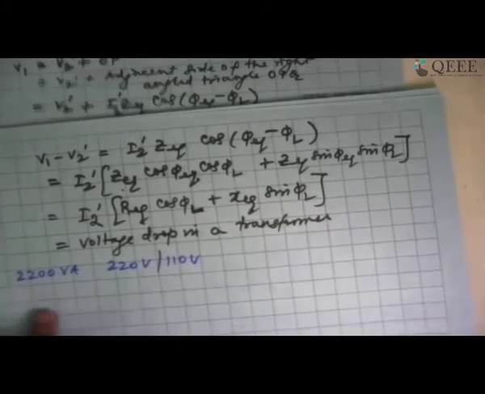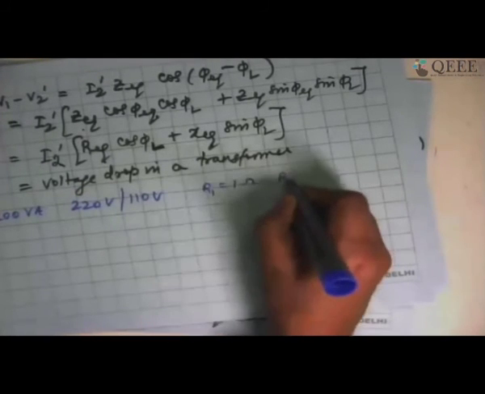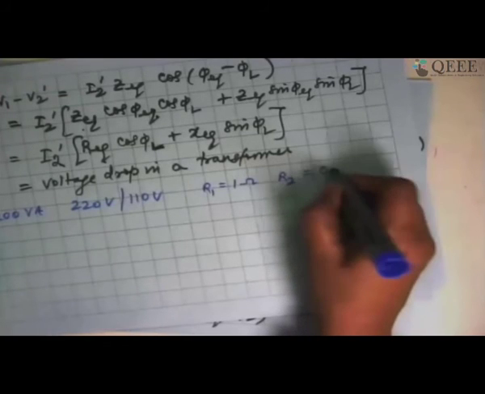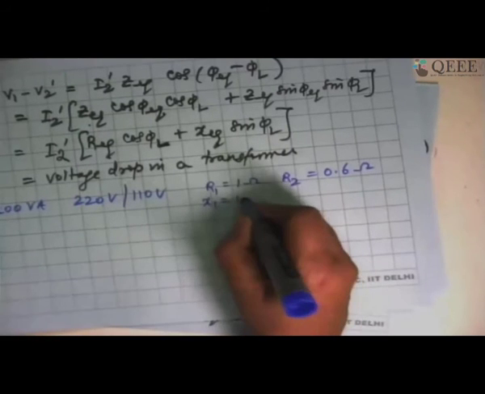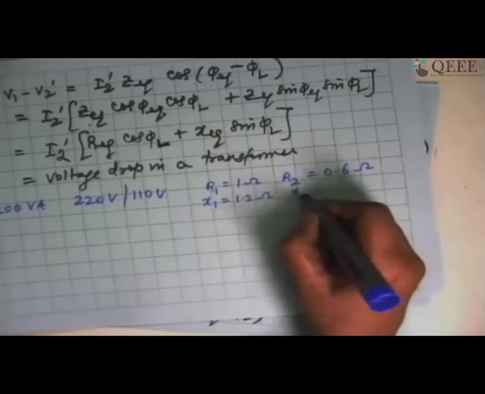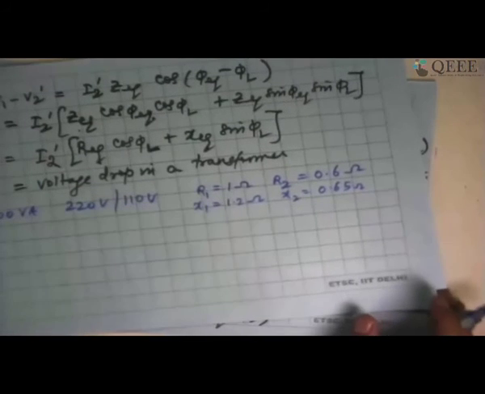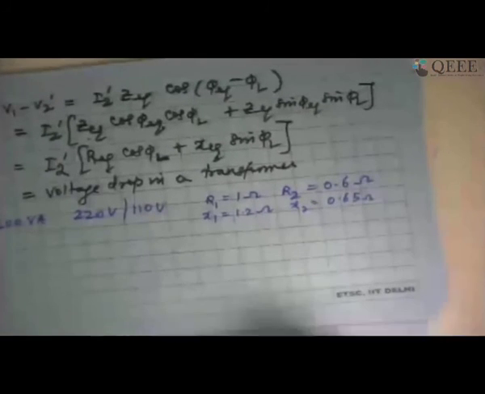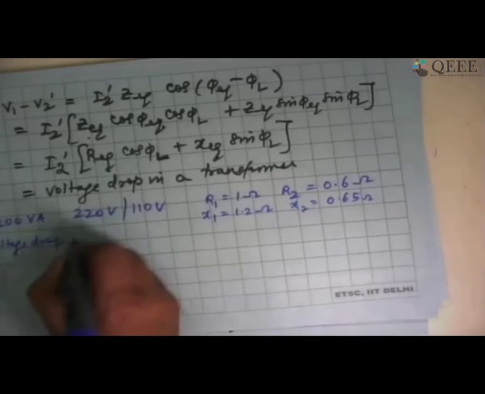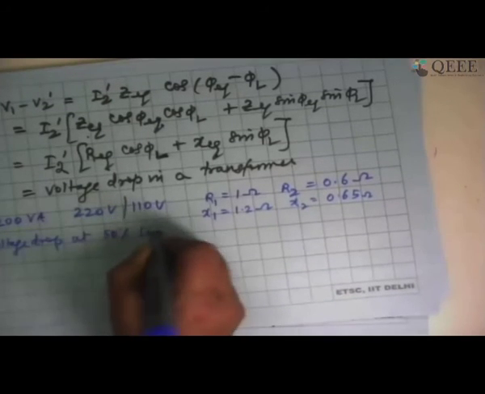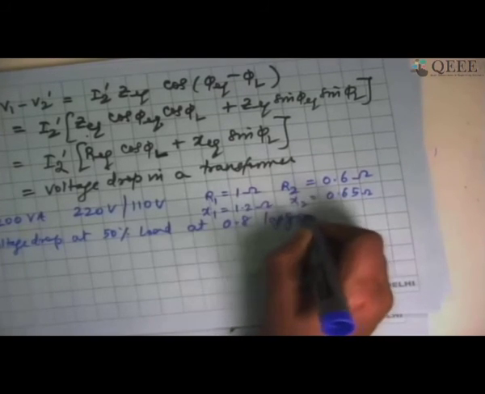Of course, we had taken very large values. If you may recall, we took R1 to be 1 ohm, R2 to be 0.6 ohm, X1 to be 1.2 ohm and X2 to be 0.65 ohm. Let me go with the same values. Let me calculate the voltage drop at 50% load at 0.8 lagging power factor.